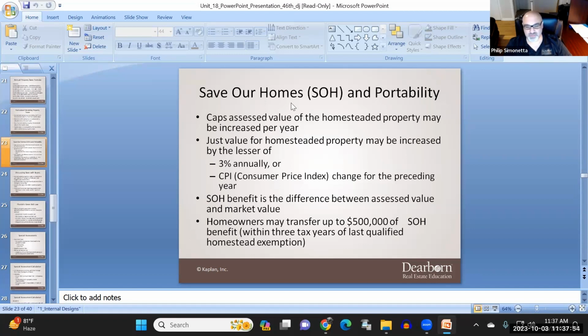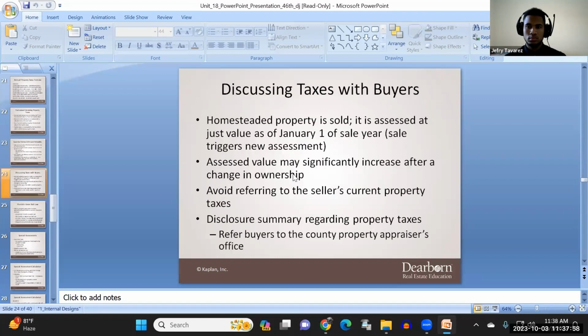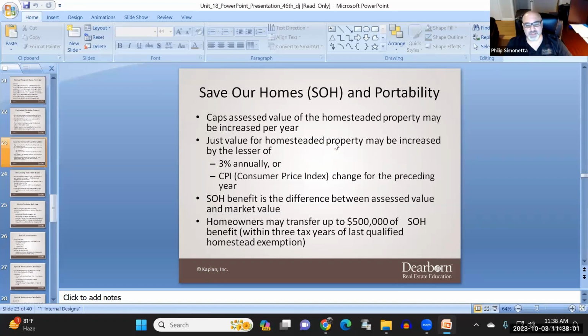You just have to know this. I've never been questioned on this. Anything you need to know on this, just know 500,000 and 3 years, I would think. But I've never, and 3% max, right?